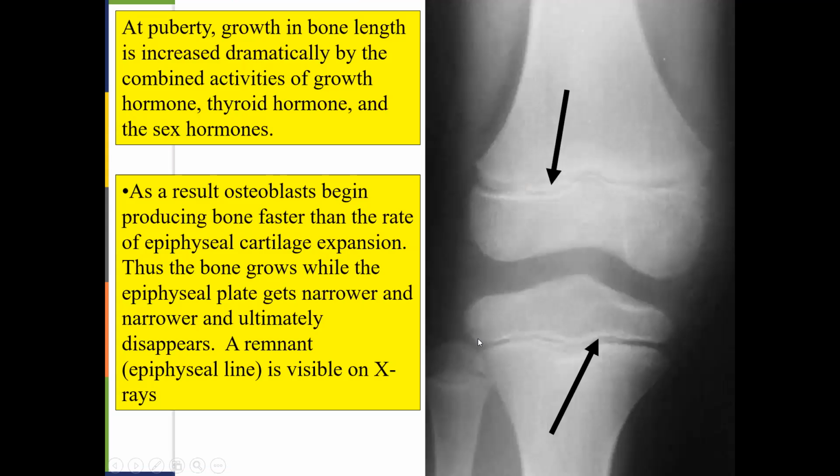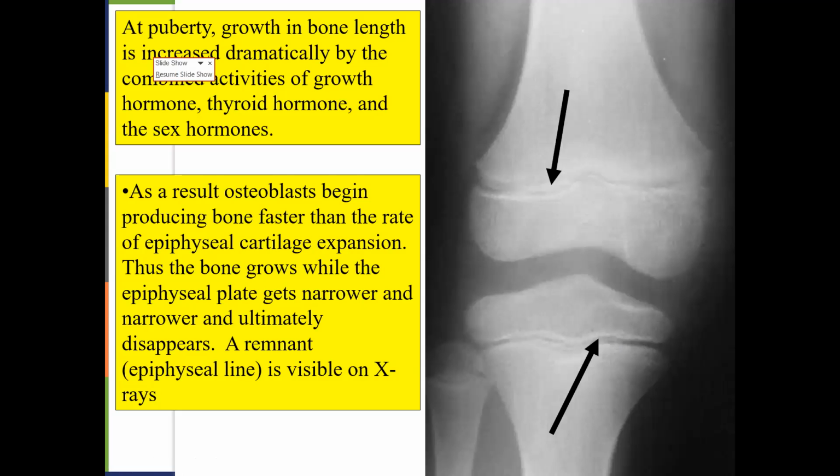So this is what the plate looks like. Here we see an epiphyseal plate, a growth plate. This is hyaline cartilage in here. This dark band is soft tissue. It's hyaline cartilage. Soft tissue doesn't show up on X-ray.